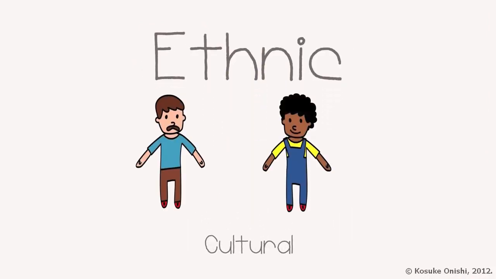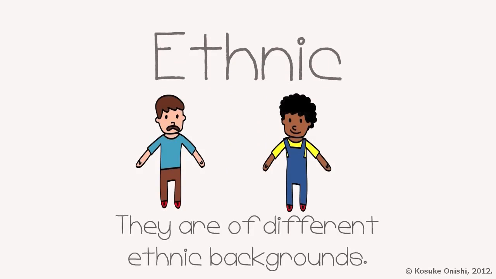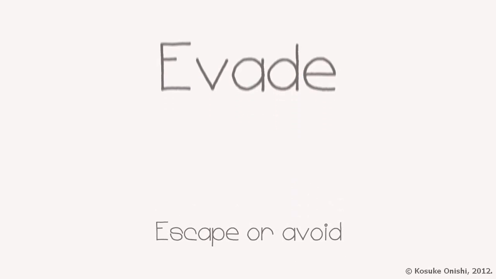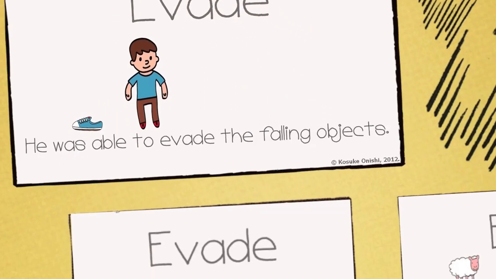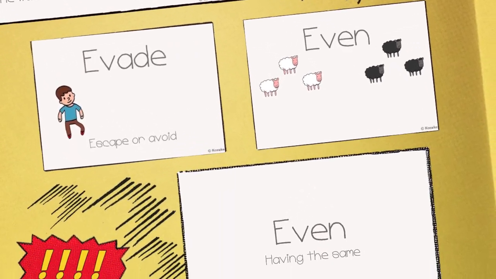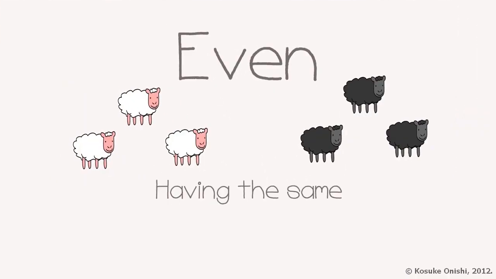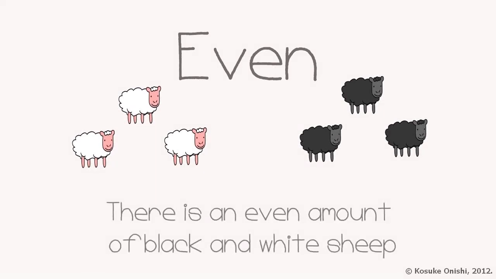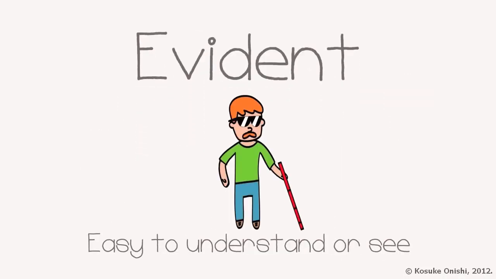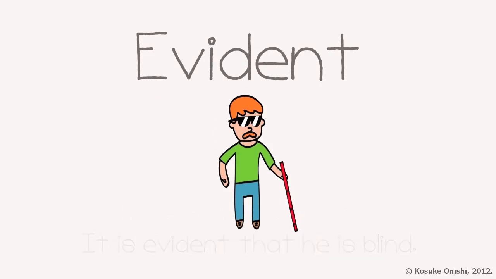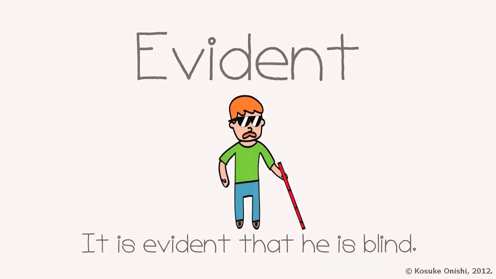Ethnic, cultural. They are of different ethnic backgrounds. Evade, escape or avoid. He was able to evade the falling objects. Even, having the same amount. There is an even amount of black and white sheep. Evident, easy to understand or see. It is evident that he is blind.